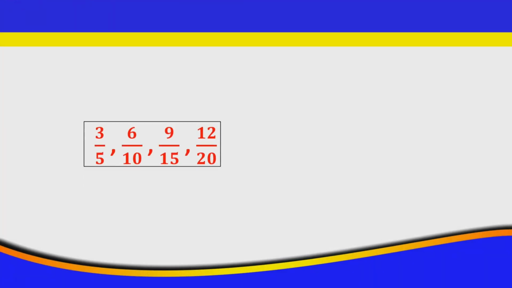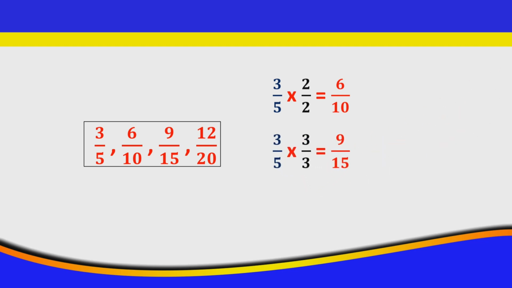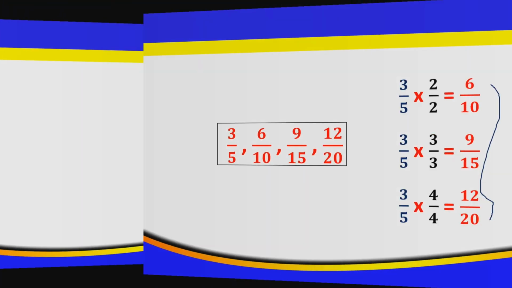Another example, we want to find the equivalent fractions of 3/5. As shown, you have 6 over 10, 9 over 15, and 12 over 20. How do we obtain them? Again, we think of a number, and that is 2 over 2. Multiply it to 3 over 5, that is 6 over 10. For 3 over 3, you have 9 over 15. And then for 4, you have 12 over 20. So those are the equivalent fractions of 3/5.